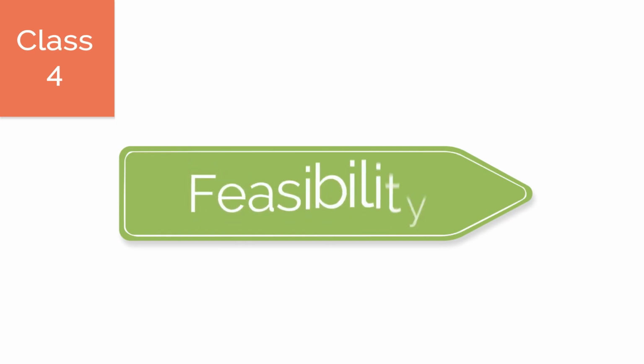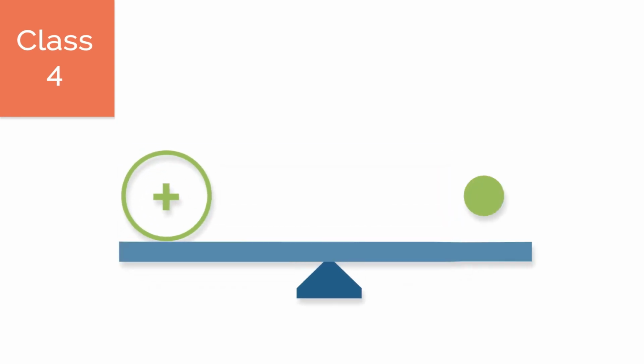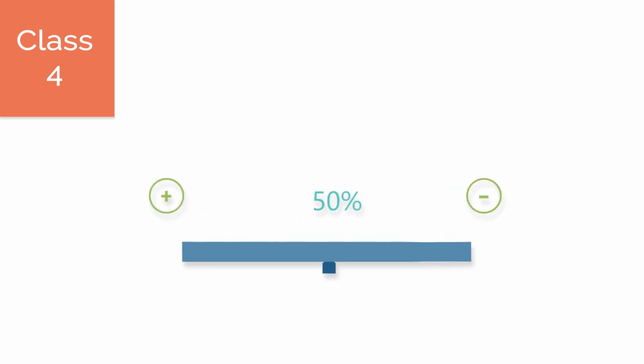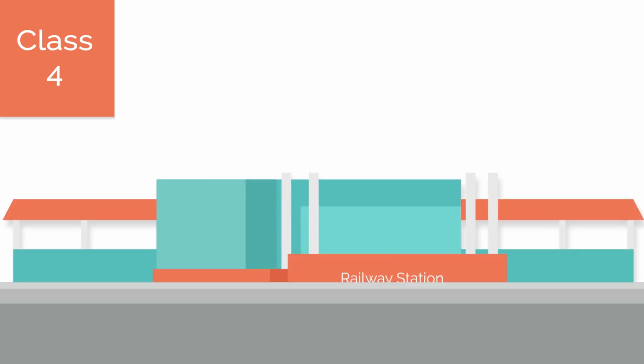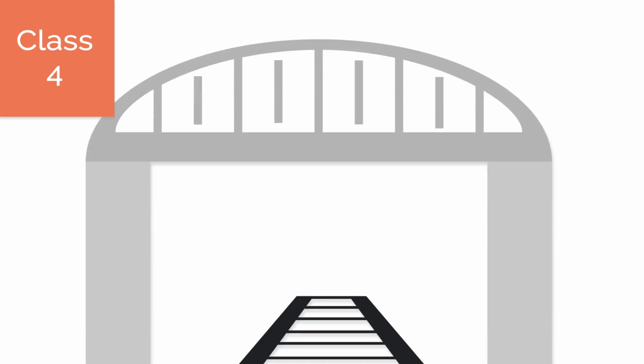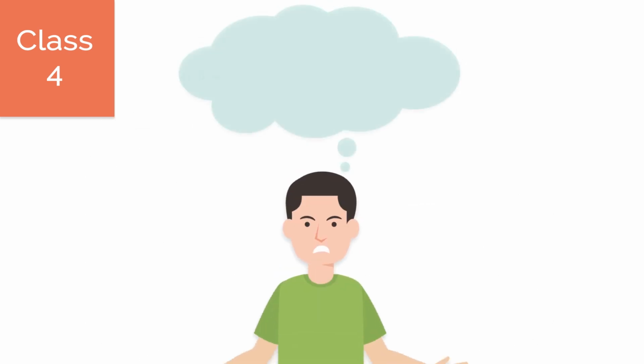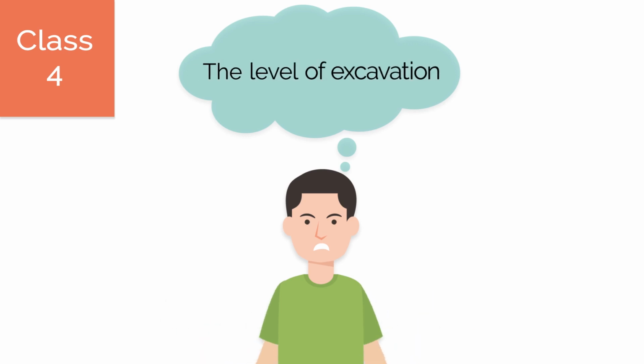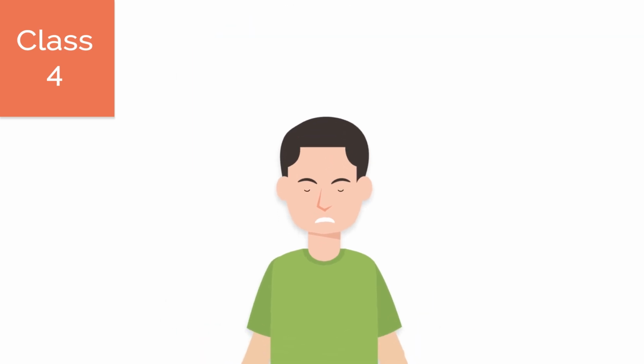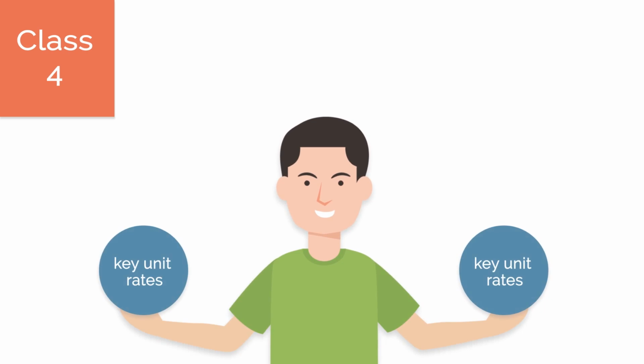Class 4 is the next level of detail, or your feasibility. This is plus or minus around 50%. At this stage, you have determined that the train station will be above ground, have 2 lines in either direction, and include an overpass. We don't know how long the platforms are or the level of excavation required, but we should have some examples of key unit rates.